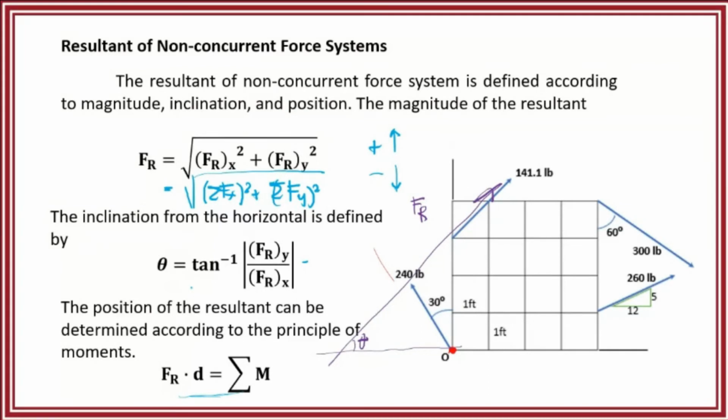The position we are looking for is the perpendicular distance, D. It is the perpendicular distance between the resultant force and the moment center. If that is your moment center, and this is the resultant force, then this is your perpendicular distance. That is the position we are looking for.